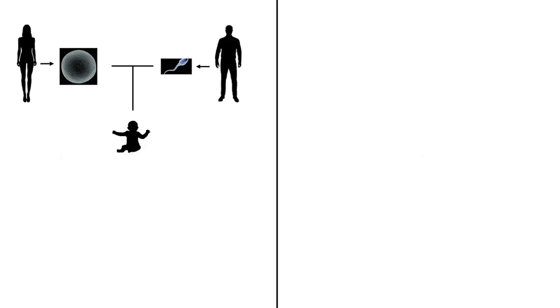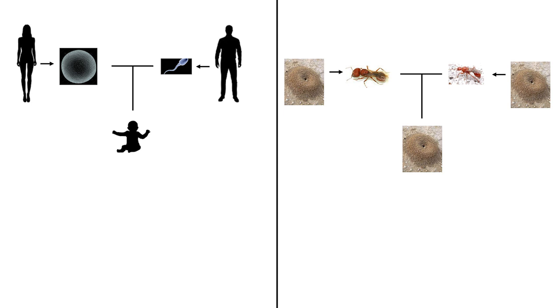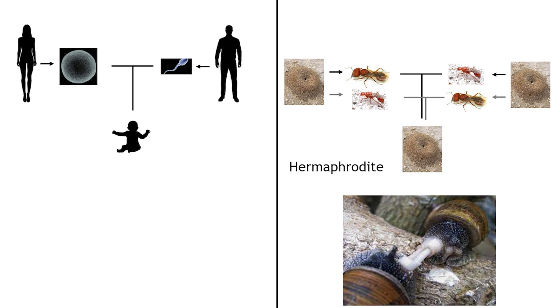In most animals, a female and a male body produce female and male germ cells, which then together form a new body. In social insects, colonies make male and female reproductive individuals, which together make a new colony. So in this framework, a colony is a hermaphrodite because each colony can produce both males and females, just like snails can produce both eggs and sperm at the same time.